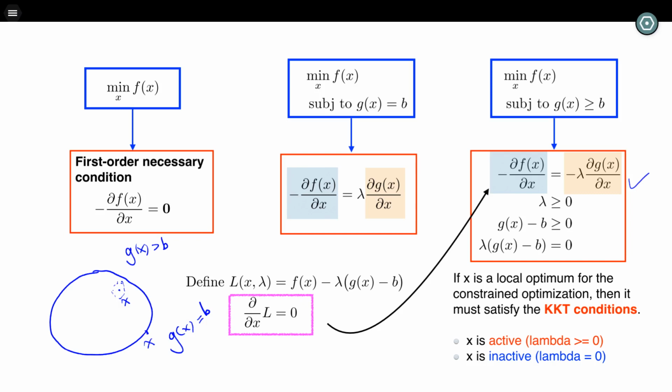First condition is the derivative of L with respect to x is 0. And then the Lagrangian multipliers must be non-negative. And then the third condition just restates the constraint. And the last condition is a compatibility condition. So that's all the KKT conditions you need for constraint optimization.